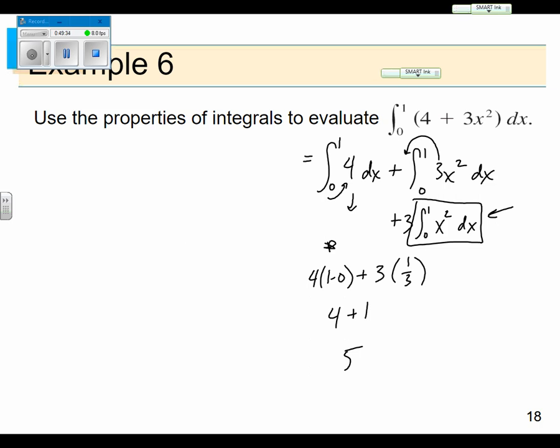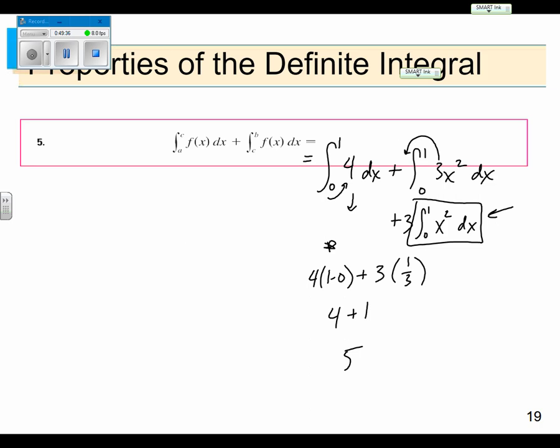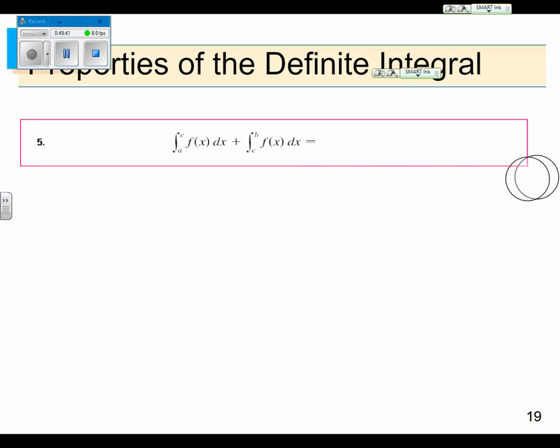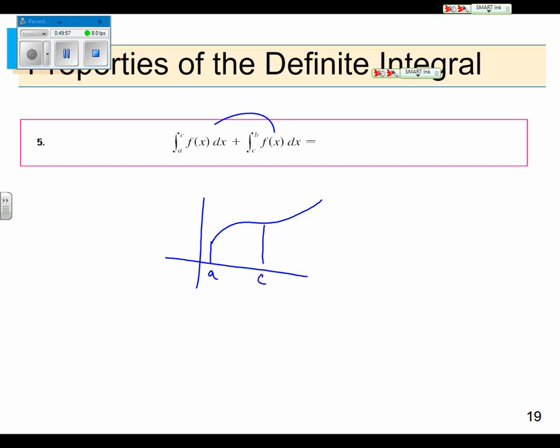Last page of the notes, guys. All right, property 5. Suppose I have the same function right here. Let's draw this out, have it make sense to us. Suppose I have the same function right there, f of x, and I have one guy going from A to C, and then the same function going from C to B, from C to B.